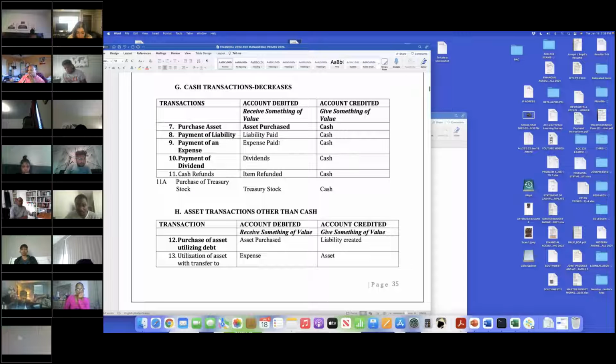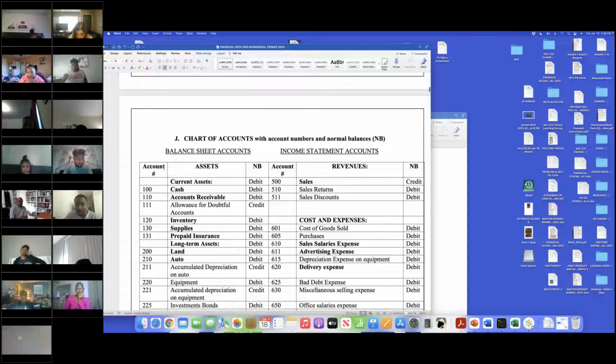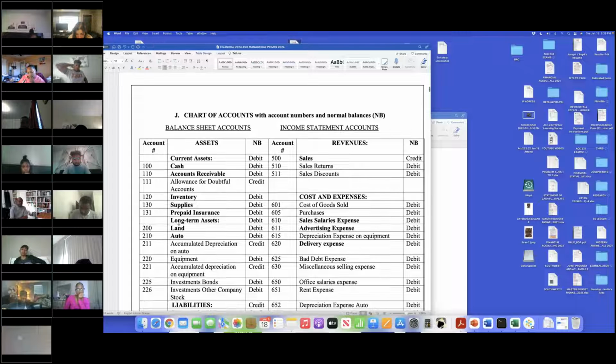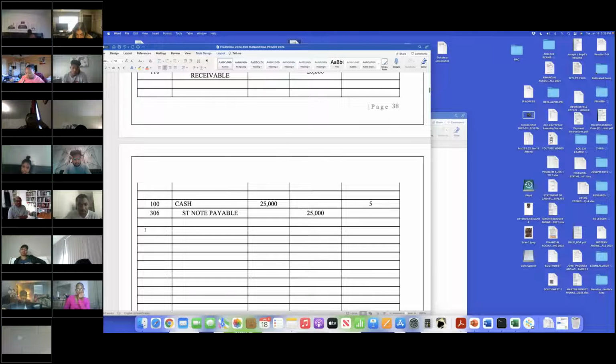What's the supplies number? 130. So 130. Now the type was what? 7. And credit cash. Debit supplies. Cash. What was that amount? 1,000.